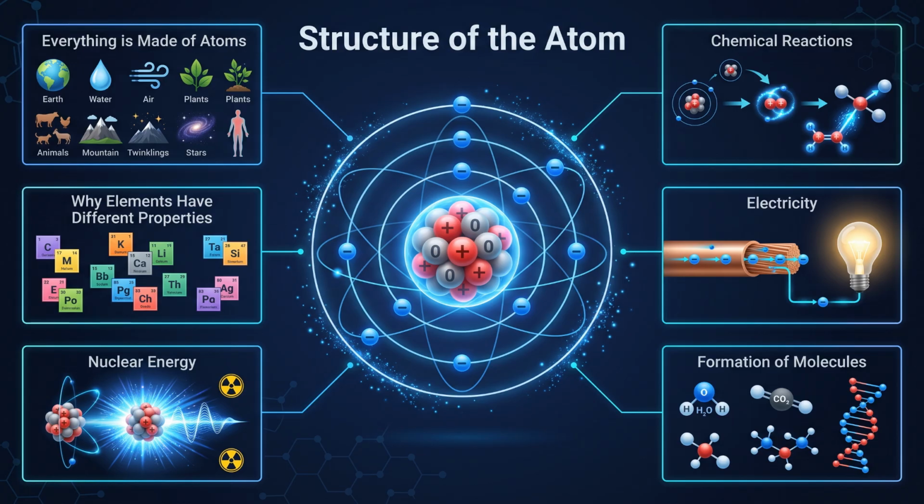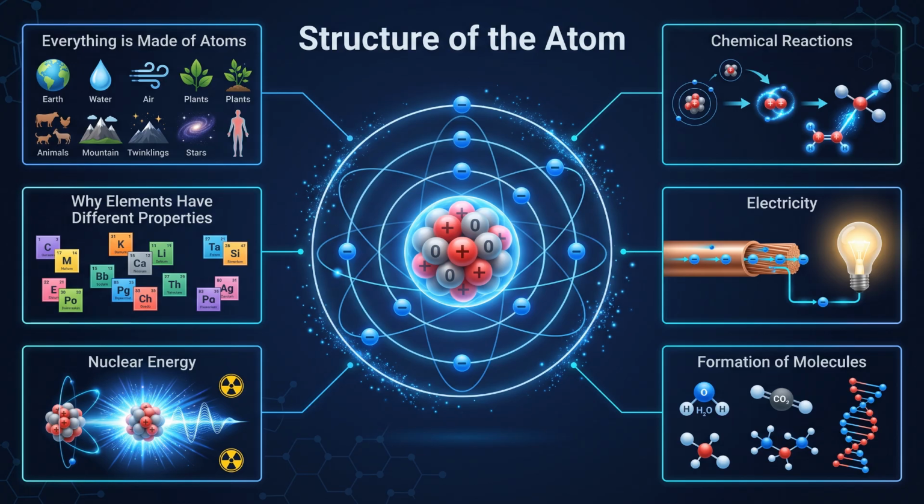The core structure of the atom. Right in the center of the graphic, we see a glowing, highly detailed 3D model of an atom. You can think of it as a miniature, high-speed solar system. At the very center is the densely packed nucleus, which contains protons, the red spheres carrying a positive charge, marked with a plus, and neutrons, the gray spheres with a neutral charge, marked with a 0. Zooming around this heavy core on bright blue orbital paths are the electrons, the blue spheres carrying a negative charge. The constant electrostatic attraction between the positive protons and the negative electrons is exactly what holds the entire structure together.